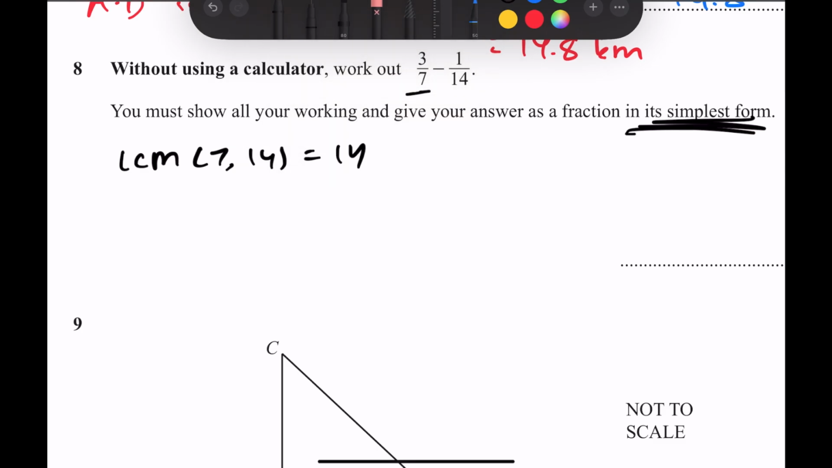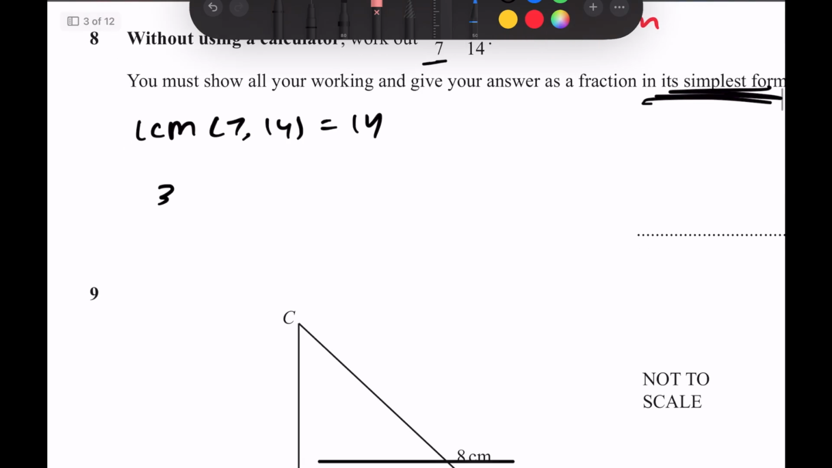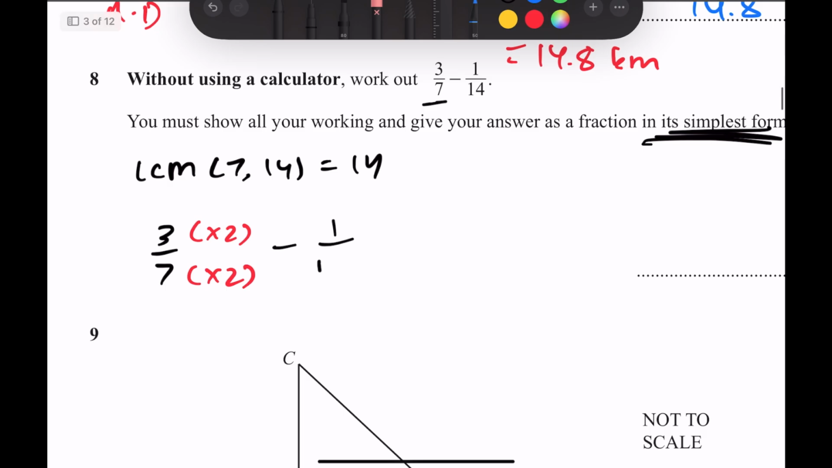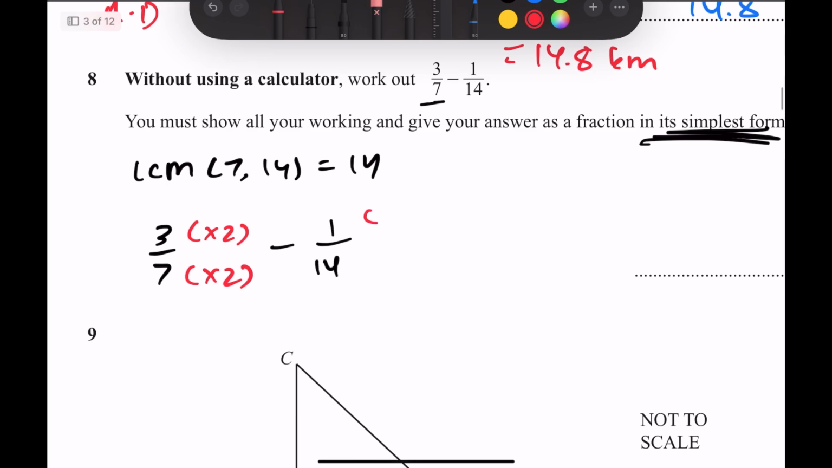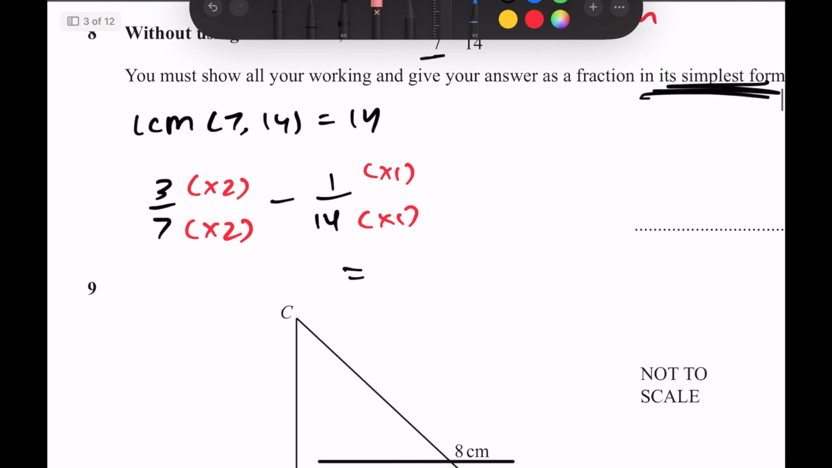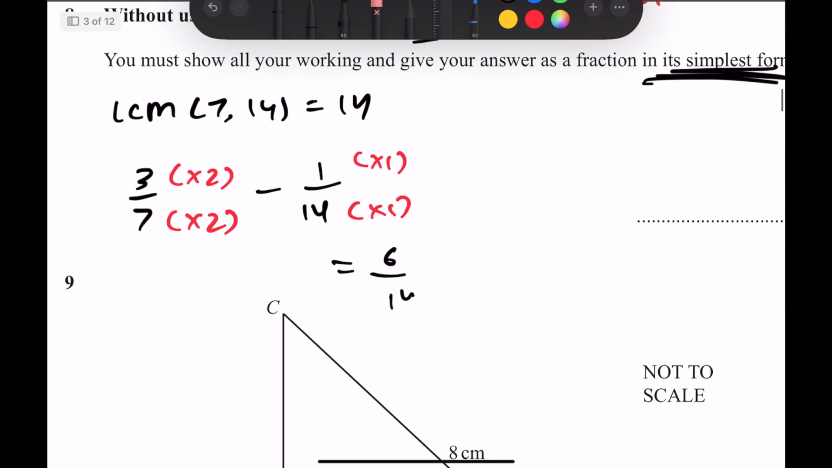Therefore, to make the denominators common, for the left fraction, 3 over 7, we multiply both the numerator and denominator by 2, and we subtract 1 over 14, which we can just multiply by 1, which means nothing because anything multiplied by 1 is just itself. This is equal to 3 times 2, which is 6, over 7 times 2, which is 14, minus 1 over 14. This is equal to 5 over 14.